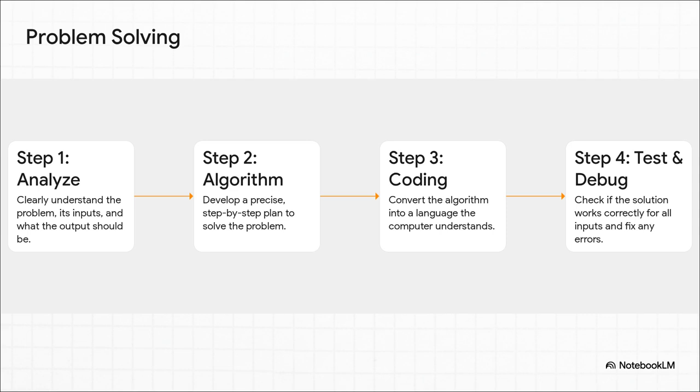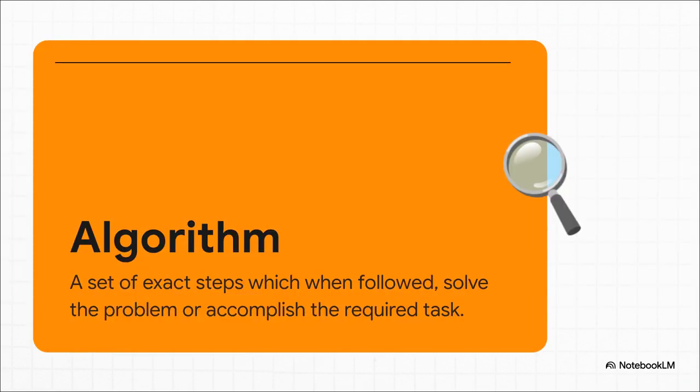You start by really analyzing the problem. Then you create a blueprint for the solution. That's called an algorithm. Only after that do you start coding. And then you have to test everything like crazy. This is the roadmap for turning any problem into a working solution. And that brings us to the most important word on the table. Algorithm. You hear it all the time, but what is it, honestly?